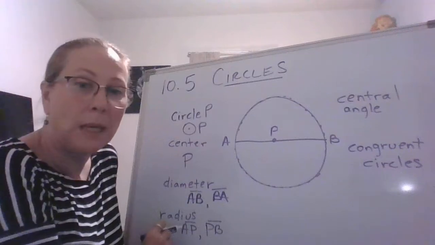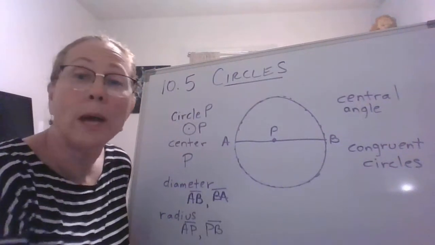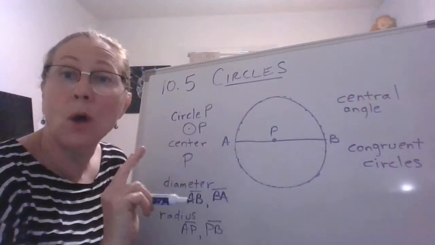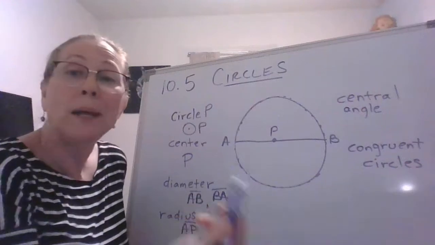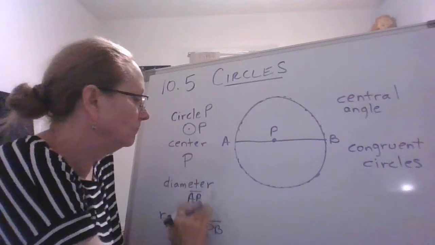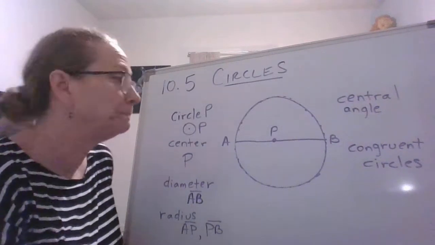Can we put PA? Could we put PB? Yes, those would be correct because we know segments are reversible. So technically, I didn't even have to write this twice. Writing it once, perfectly fine because segments are reversible.